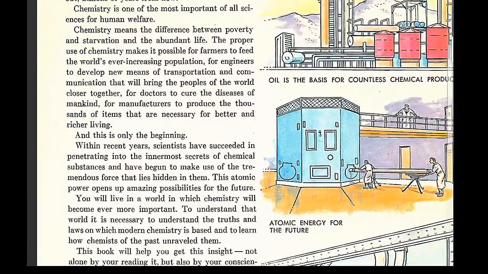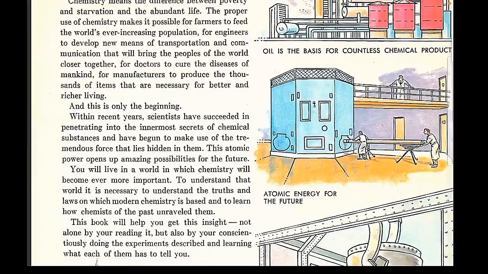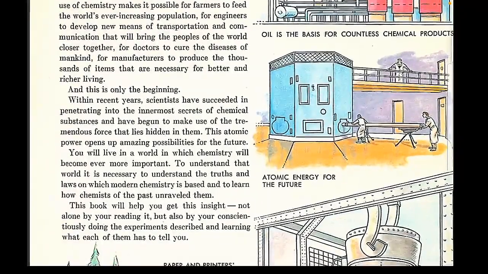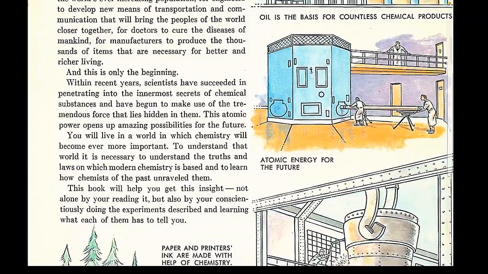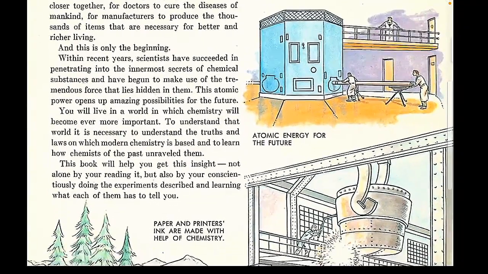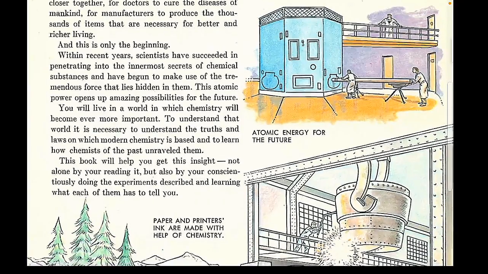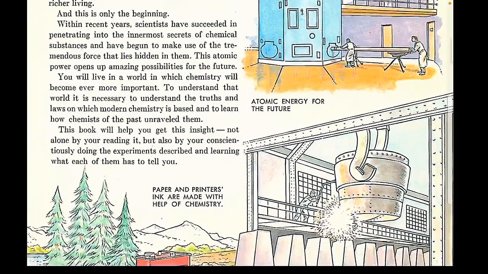Chemistry is one of the most important of all sciences for human welfare. Chemistry means the difference between poverty and starvation and the abundant life. The proper use of chemistry makes it possible for farmers to feed the world's ever-increasing population, for engineers to develop new means of transportation and communication that will bring the peoples of the world closer together, for doctors to cure the diseases of mankind, for manufacturers to produce thousands of items that are necessary for better and richer living. And this is only the beginning.